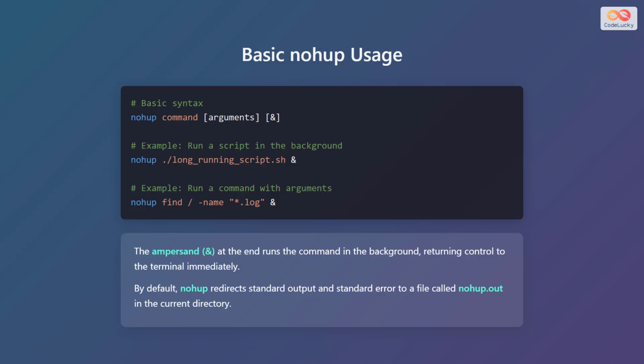Let's look at an example. To run a script named long_running_script in the background, you type nohup ./long_running_script &. Another example is running a find command to search for all files with the extension .log. You type nohup find / -name "*.log" &, and the ampersand at the end runs the command in the background, immediately returning control to the terminal. By default, nohup redirects standard output and standard error to a file called nohup.out in the current directory.